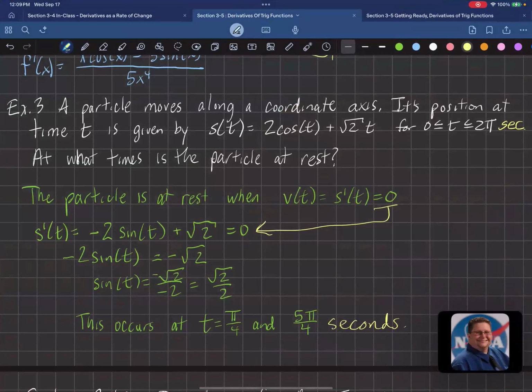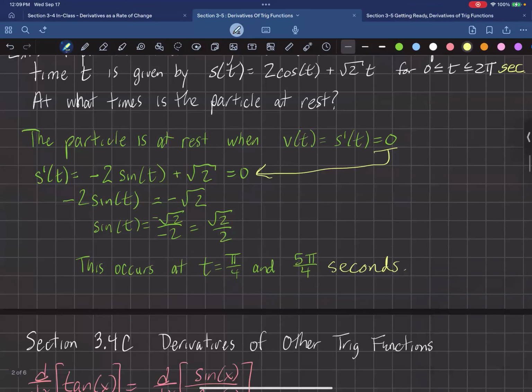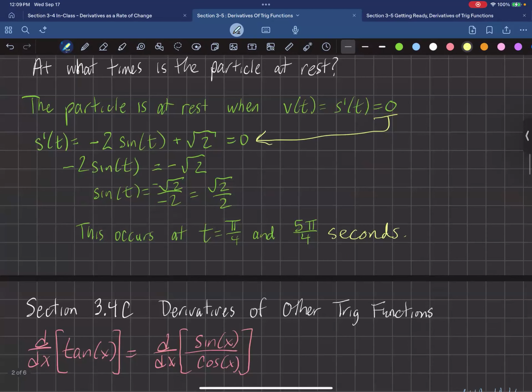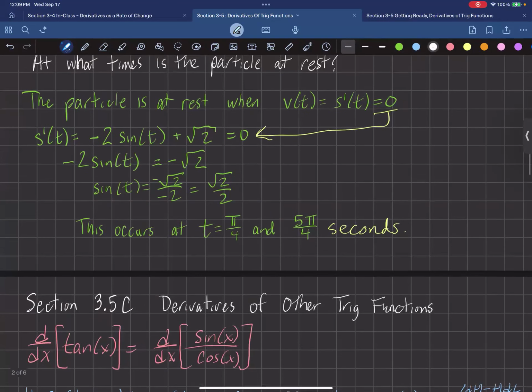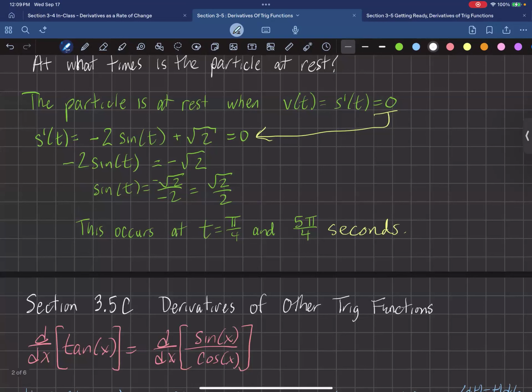All right, time to continue. I'm going to change this to say 3.5. And what we're doing in this one is derivatives of other trig functions. So the derivative of tangent x, we're going to work it out.